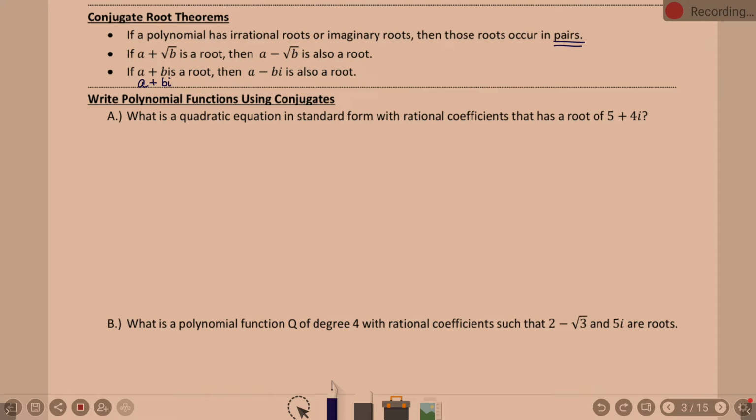Okay, example A. What is a quadratic equation? What do I mean quadratic? Power of 2.